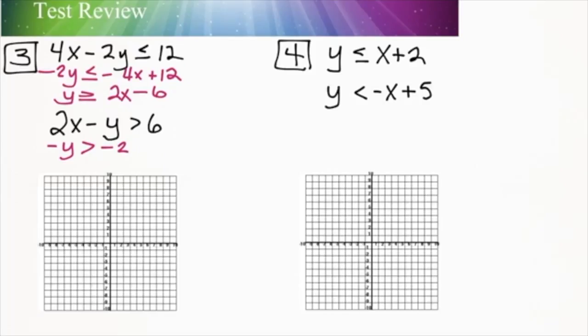Now on the next one, I'm going to move the 2x over on the other side. So that's minus 2x plus 6, and I'm going to divide by -1. So I'm going to flip the inequality sign. Divide gives me a positive 2x. 6 divided by -1 is a minus 6. Okay, now I'm going to graph both of these lines.